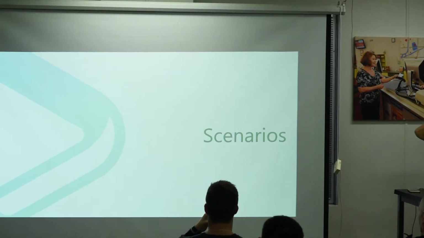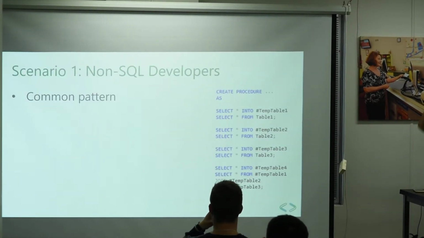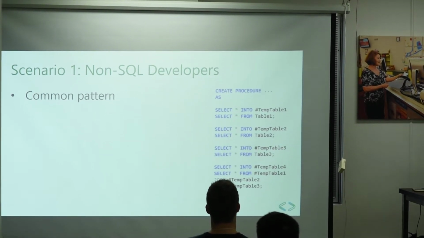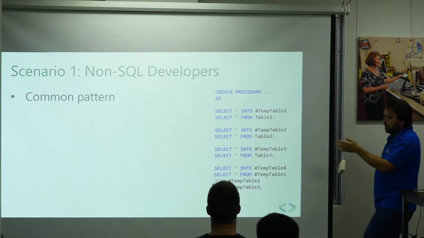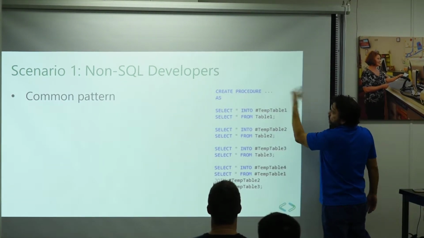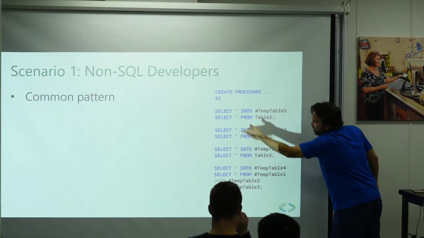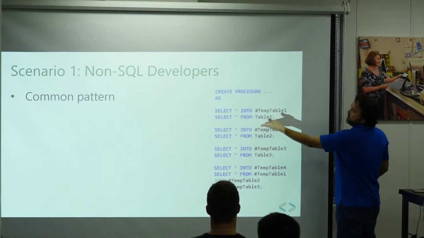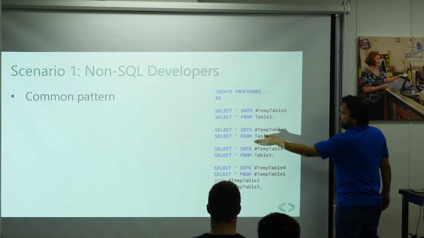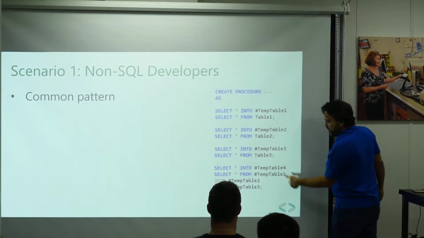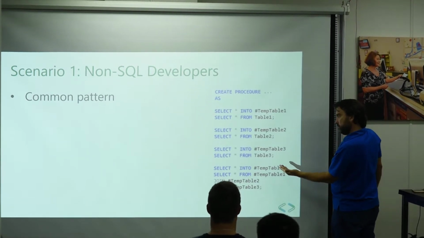So let's have a look at some scenarios and ask some questions. This is a very common scenario that I see for a, let's say, non-SQL developer. That's how I tagged it. So this is a common pattern. As you can see, it's create proc, whatever, as select star into temp table 1, and then you do some processing. This is sort of pseudocode, but you do something to it. So select star from table 1, select into temp table 2, then you select from it, select into temp table 3 from table 3.